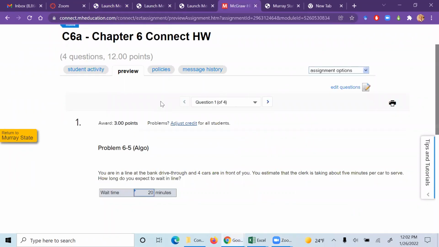So what I want to do is spend a little bit of time talking about Chapter 6A homework, and we're going to use Little's Law to evaluate each of the 4 problems here. In this first one, you are in a line at the bank drive-through and 4 cars are in front of you. You estimate that the clerk is taking about 5 minutes per car to serve. How long do you expect to wait?